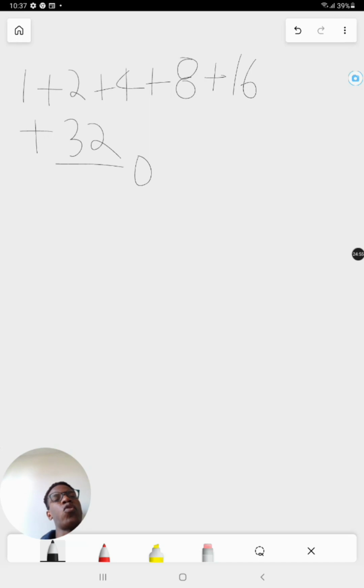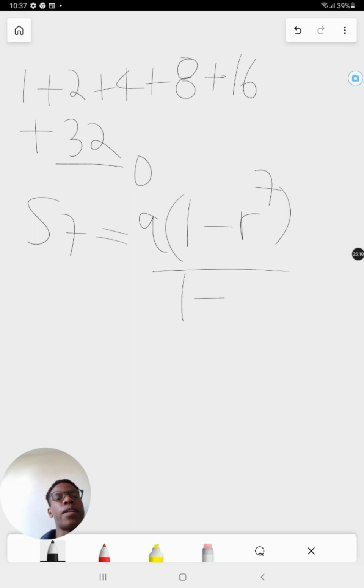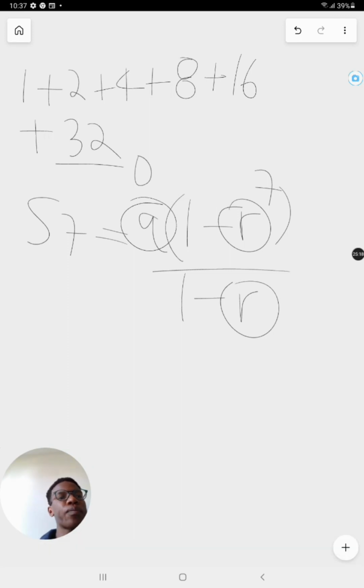Now, if I asked you to give me S7, well, you'd simply use that equation. You'd say A times 1 minus r to the power of 7 over 1 minus r. And then you'd substitute the value of r and the value of a, and then you'd simply solve. Okay, I'm not going to solve this. We did this in a previous video.